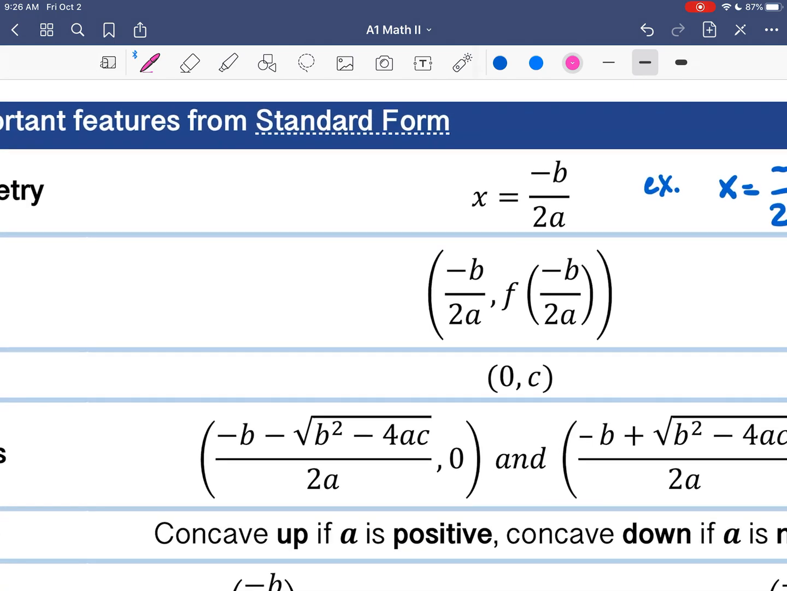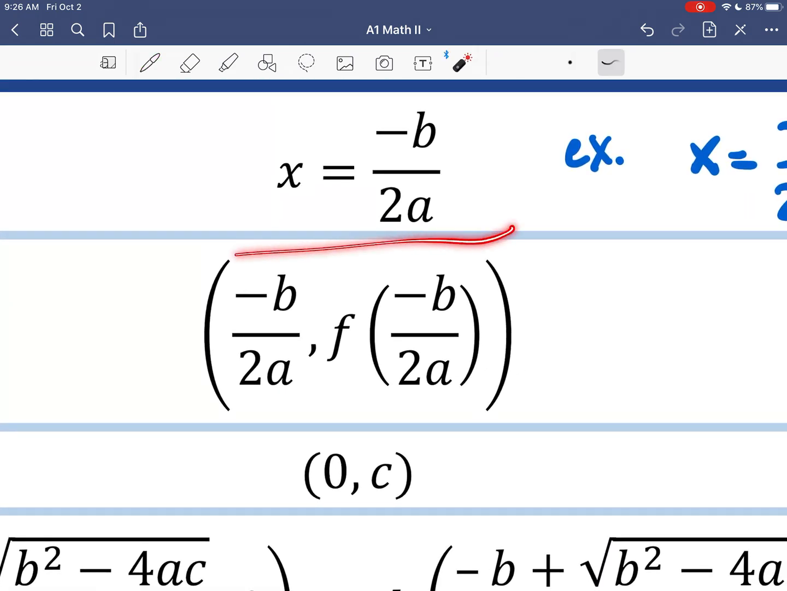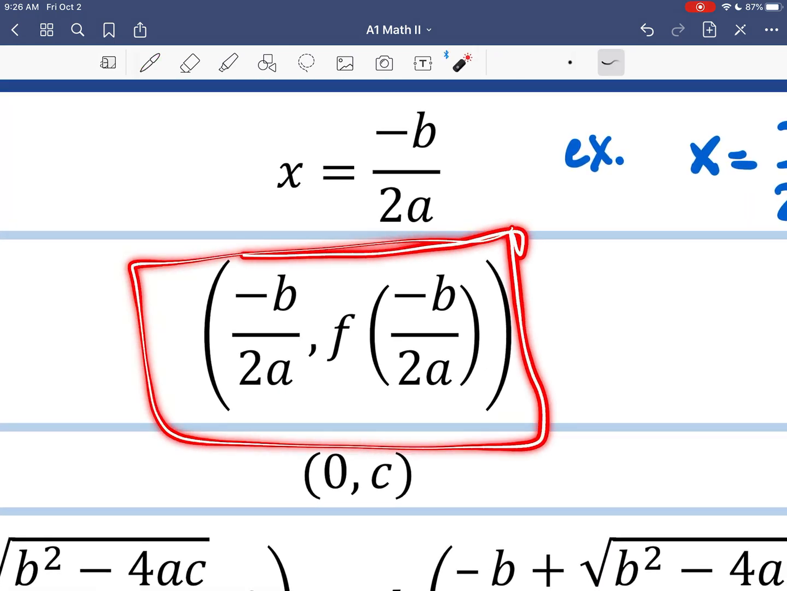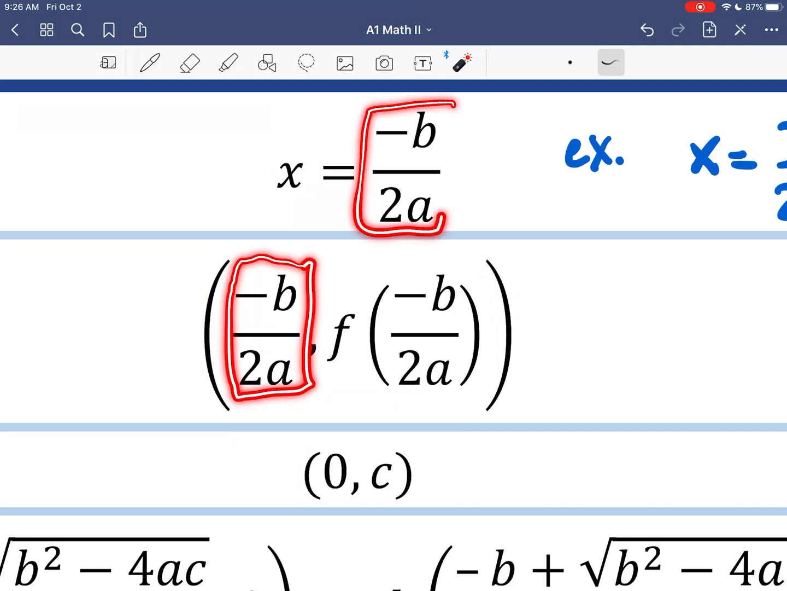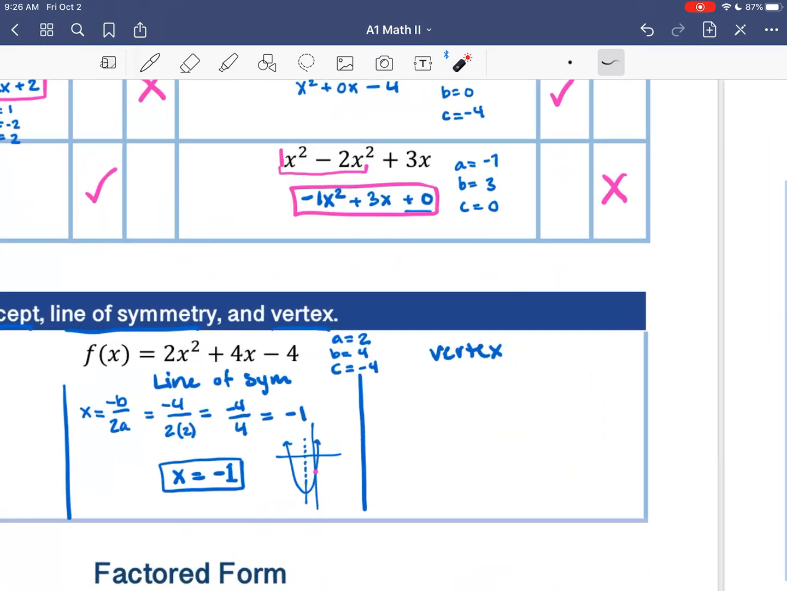So I'm first going to show you the formula, because this is what we're going to look at. This is the formula. And I want you to notice something, that this piece is in the form of a point, right? It has parentheses and a comma. So this is like the x value, and this is the y value of a point. Notice that my x value is the same formula that we use for the line of symmetry. So there is very little math to do on that part because we already found the line of symmetry.